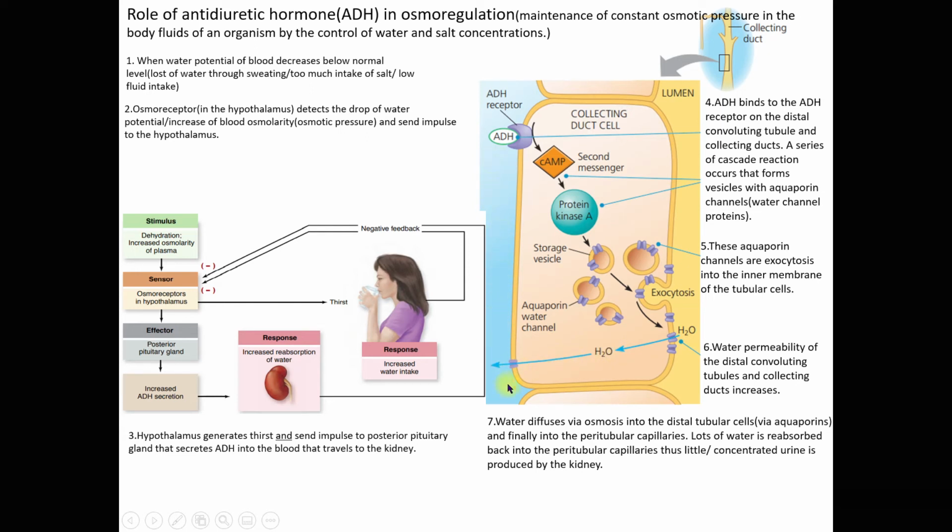Here you can see the diffusion of the water from the lumen of the distal convoluted tubule and the lumen of the collecting duct. The water will diffuse by osmosis into the peritubular capillaries. So lots of water is being reabsorbed back into the peritubular capillaries. When lots of water is being reabsorbed back, what happens to the concentration of the urine? The urine will be very concentrated, right? Or little urine is being produced by the kidney.